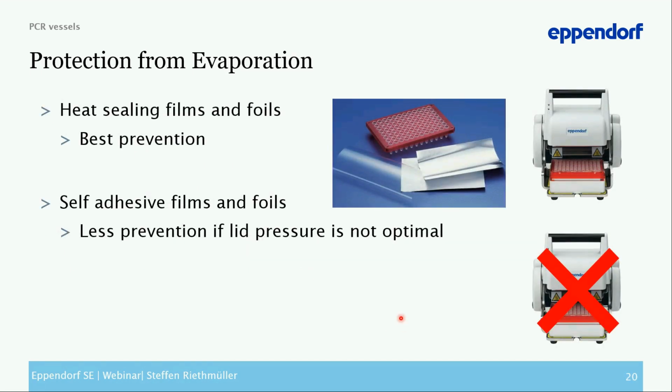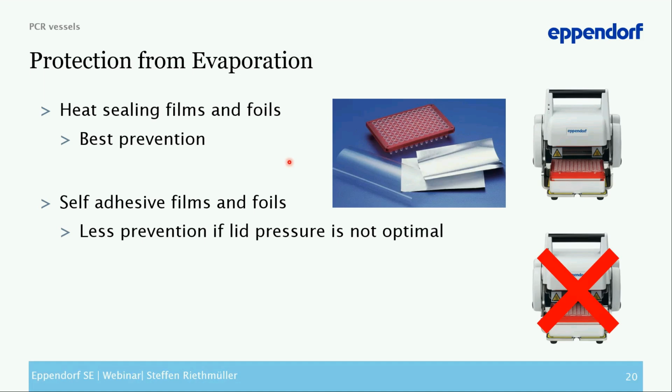When working with PCR plates, the best protection from evaporation is to do heat sealing with heat sealing films or foils. And to do that, you need to have a heat sealer. And if you do heat sealing, you're really on the safe side. So you normally should have no problems with evaporation.